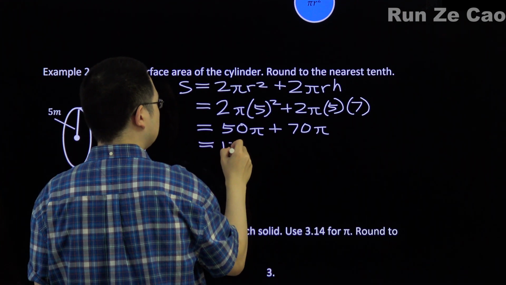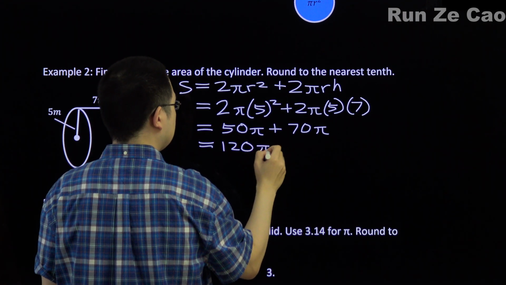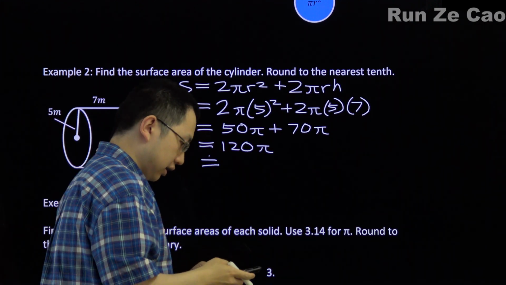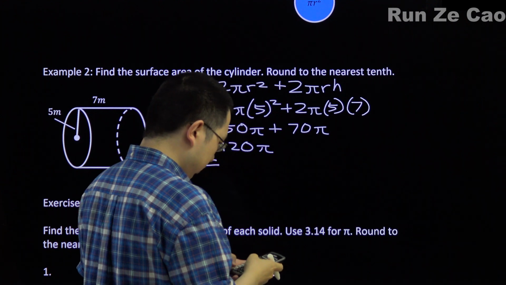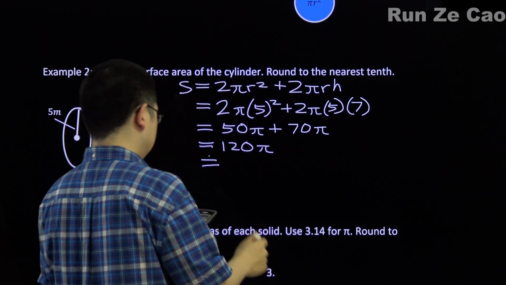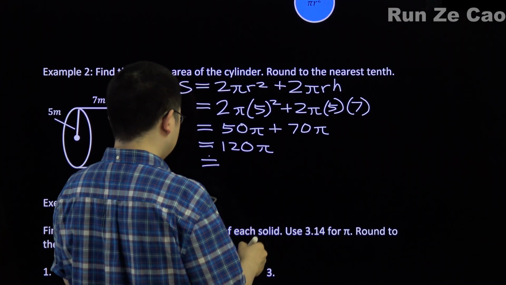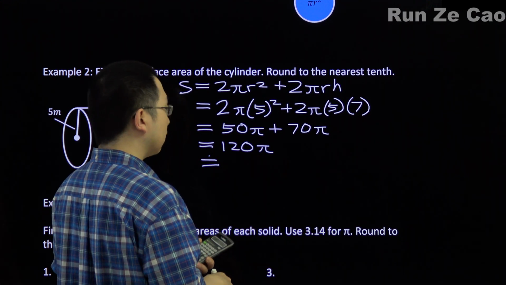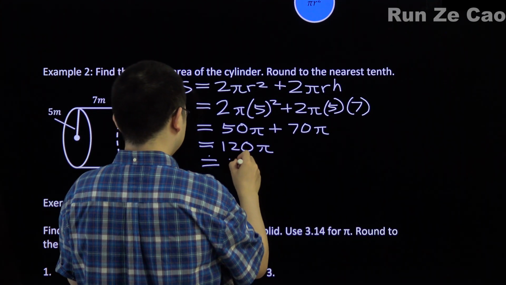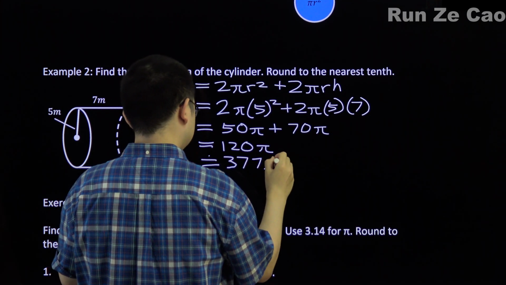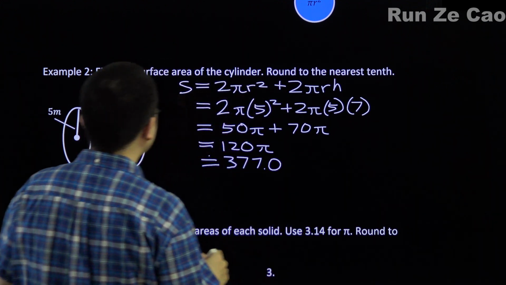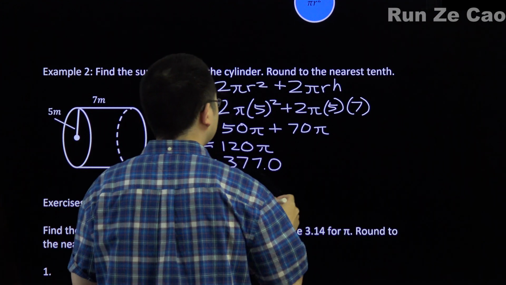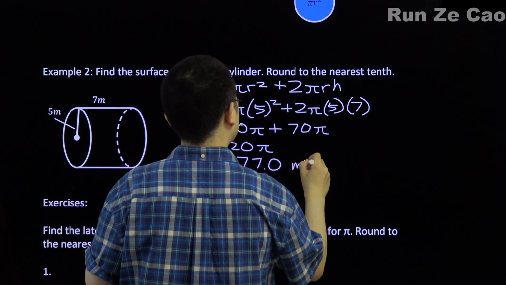which equals 120 pi. And this is the point at which we actually take out our calculators and multiply and round to the nearest tenth. Oh, it's 376.99, guys. So rounding to the nearest tenth pushes up to 377.0. And what are the units? Oh, everything's given in meters. So for surface area, we're going to end up with meters squared.